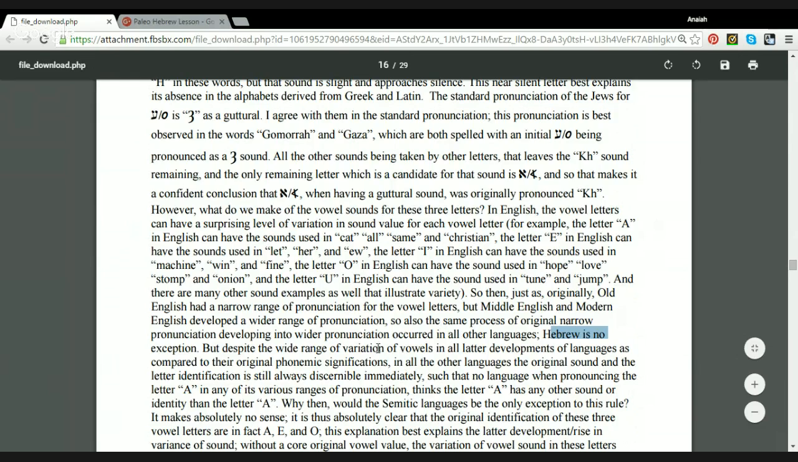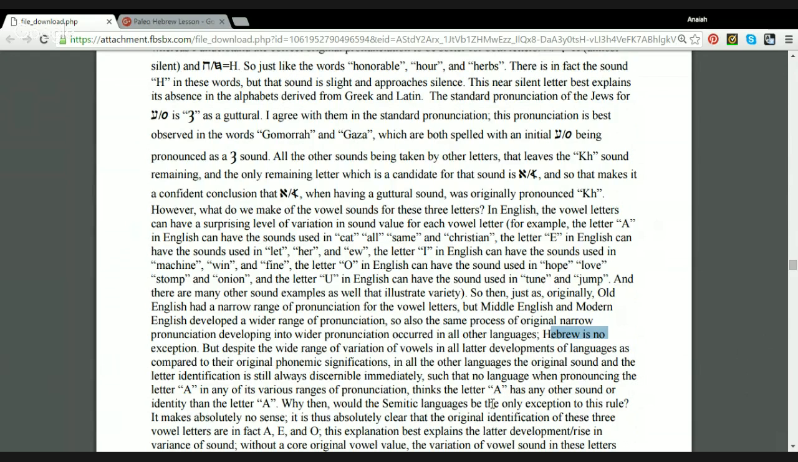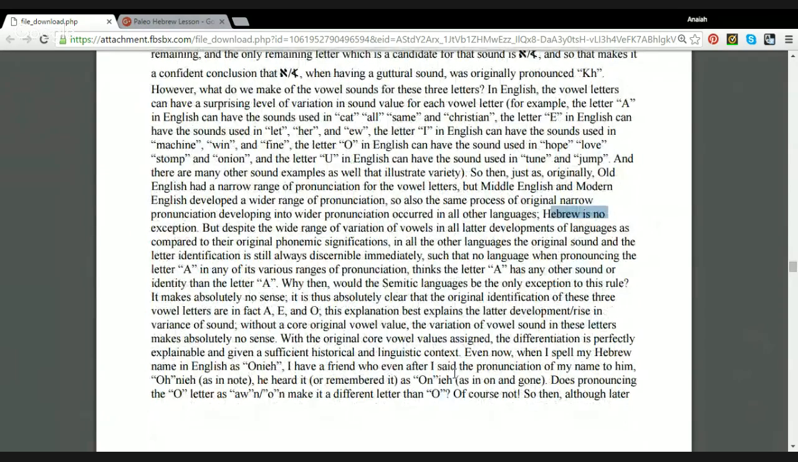Despite the wide variety of vowels in all language developments, as compared to the original sounds, in all the other languages, the original sound and the letter identification is still always discernible immediately, such that no language, when pronouncing the letter A in any of its various ranges of pronunciation, thinks the letter A has any other sound or identity than the letter A. Why then would the Semitic languages be the only exception to this rule? Makes absolutely no sense. It is thus absolutely clear that the original identification of these 3 vowel letters are in fact A, E, and O.